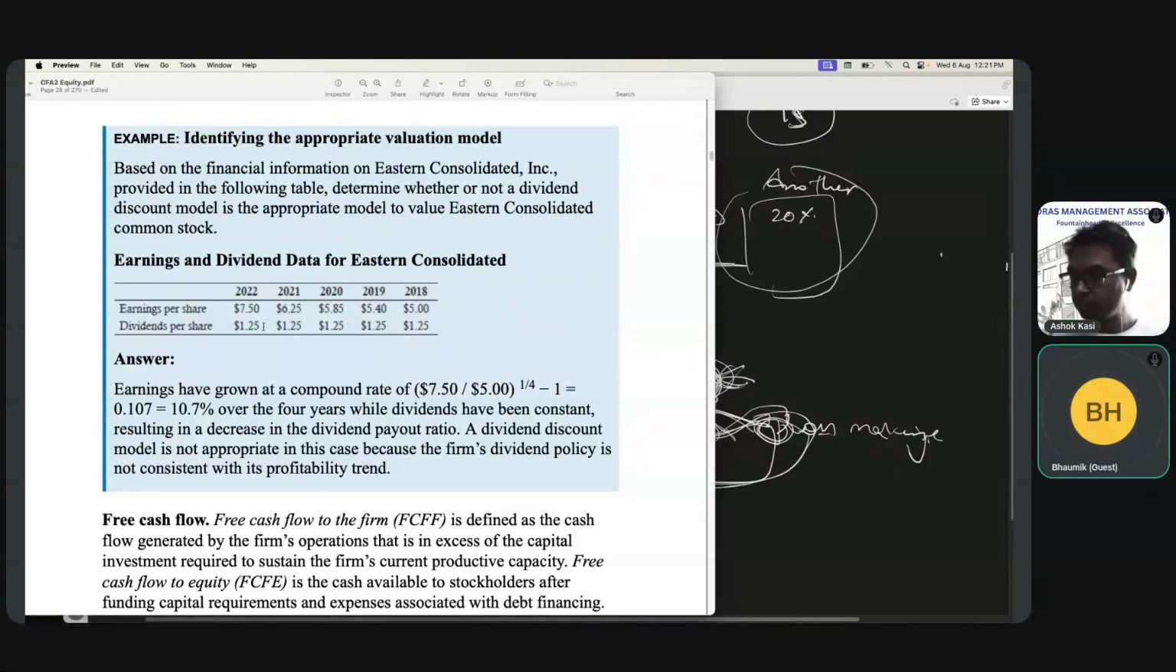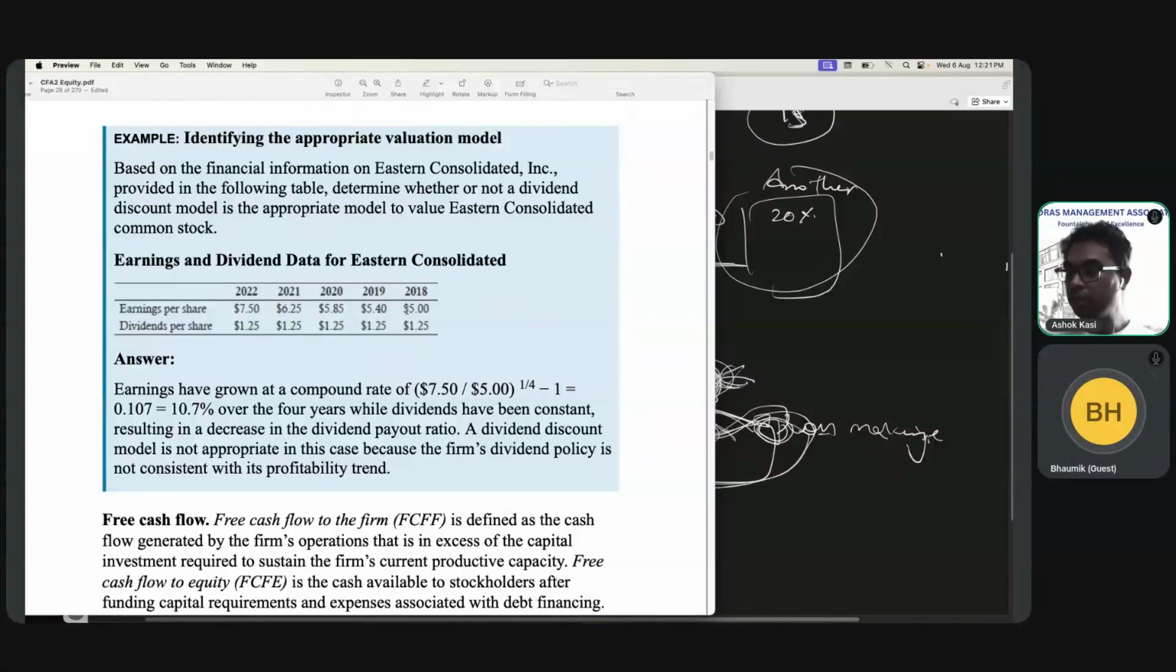Yeah, we can use the dividend discount model because the dividend is constant. No? Yeah, no, we should not. Why? Because constant in terms of ratios. See, because the earnings are going up, but the company is not paying dividends properly. So it has to match proportionately.